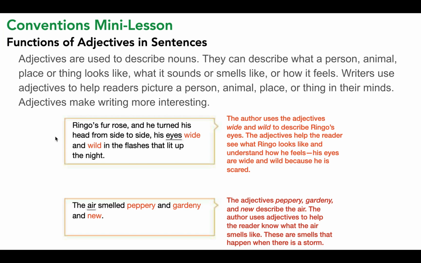Let's look at this first box here. Ringo's fur rose, and he turned his head from side to side, his eyes wide and wild in the flashes that lit up the night. The author uses the adjectives wide and wild to describe Ringo's eyes. The adjectives help the reader see what Ringo looks like and understand how he feels. His eyes are wide and wild because he is scared.